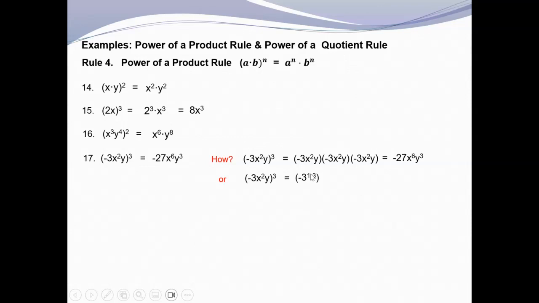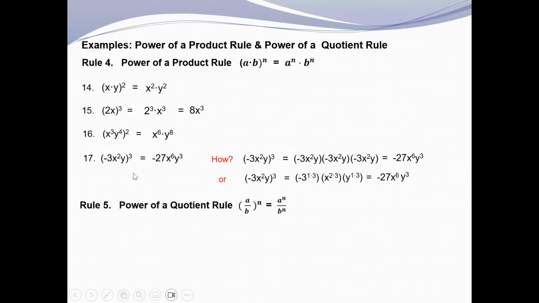Or, the same thing as negative 3 to the 1 times 3, x to the 2 times 3, and y to the 1 times 3. That'll be negative 27, x to the 6, and y to the third. Like I said, there are different ways to reach the answer, but there's always going to be one answer for these.